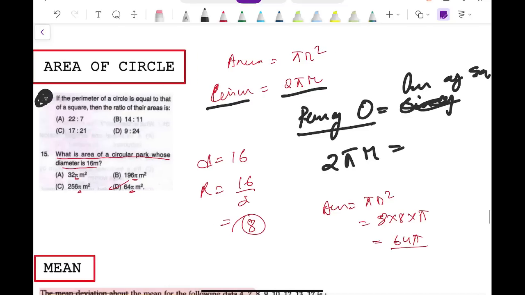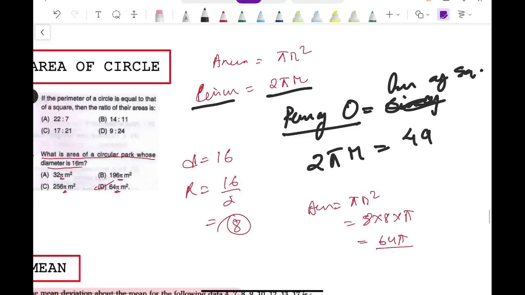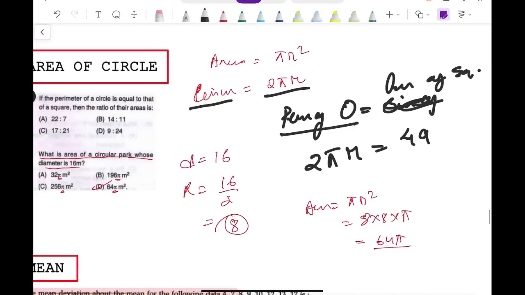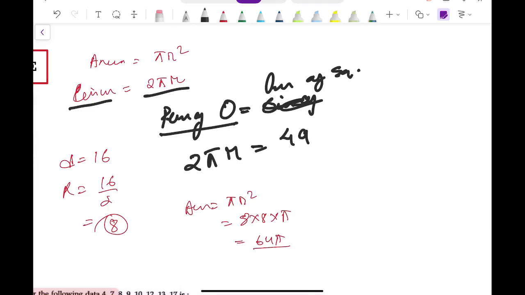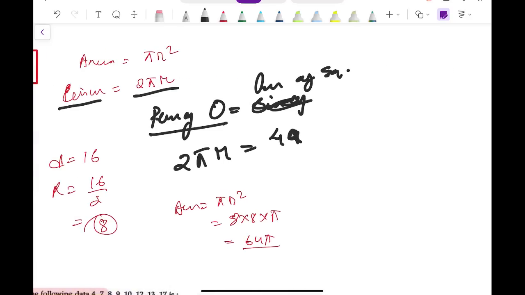What we have learned earlier, perimeter of a square is 4a. What do we need to find? We just need to find their ratios. So let us find the ratio of their areas. 2 pi r equals 4a. Let us find their relation here. I'll just cancel this one. 2 2s are 4, which means pi r is nothing but 2 times a.